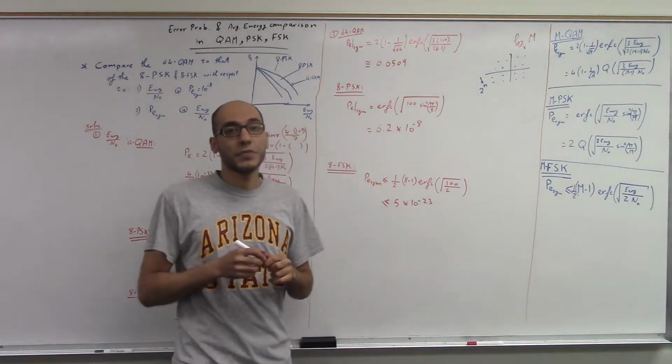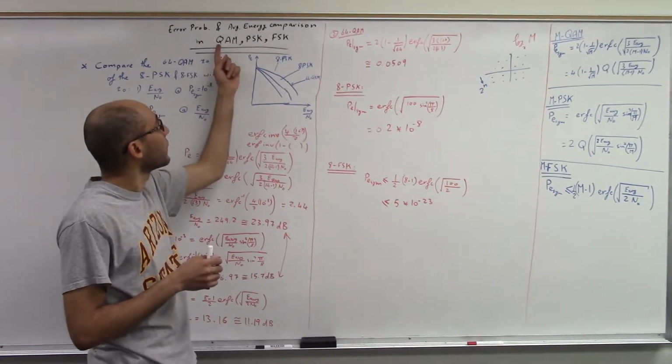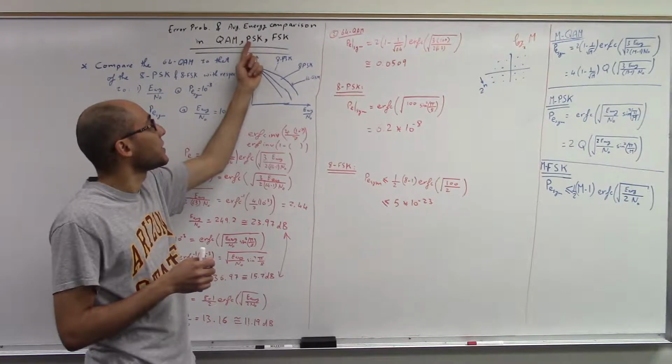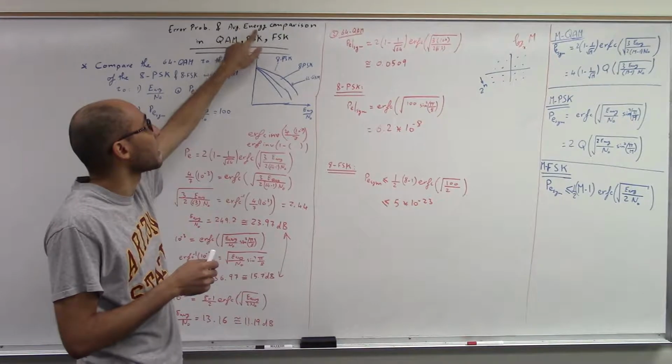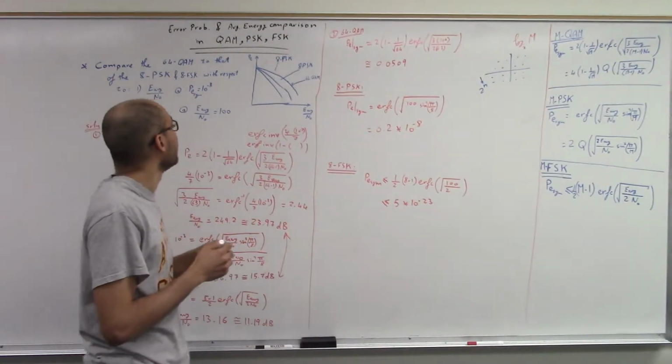Hello everyone. In this video we're going to discuss how we can compare the probability of error of three modulation schemes: the quadrature amplitude modulation, the phase shift keying, and the frequency shift keying. In addition, we're going to discuss how we can compare the average energy of these three schemes together, right?